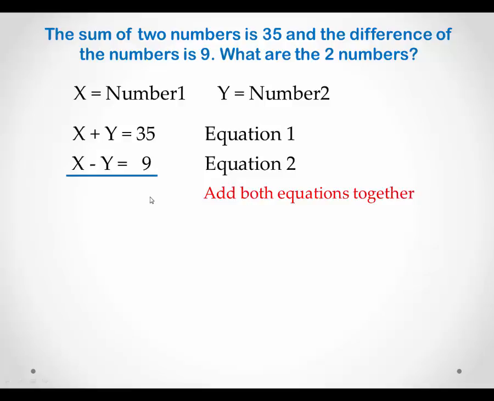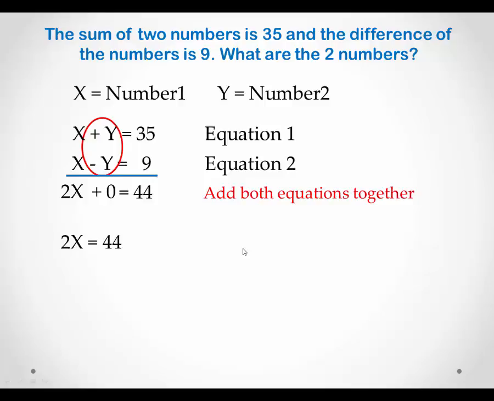So adding from left to right, we have 2x, because x plus x is equal to 2x. Now the y values will go to 0 because you have a plus y and a minus y, that will end up giving you 0, and then adding the values together we arrive at 44. So now the new equation becomes 2x equals 44.